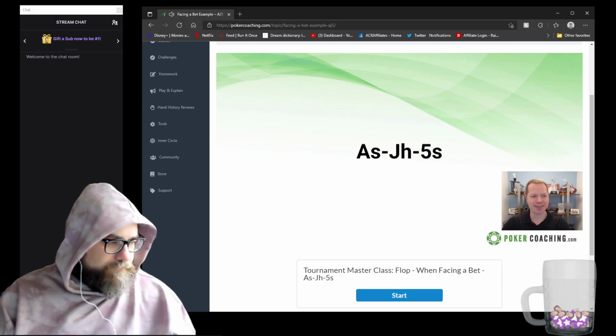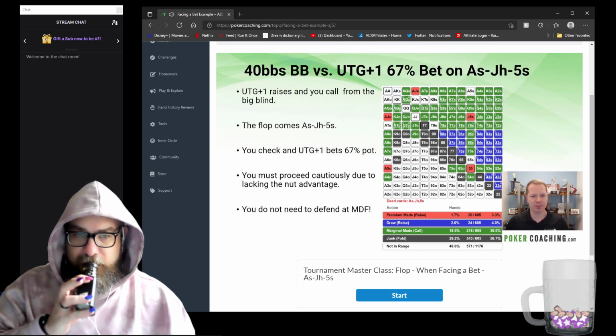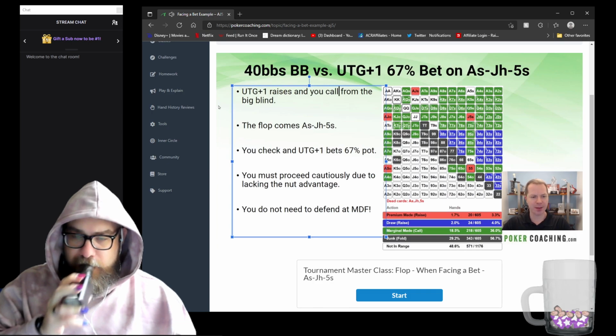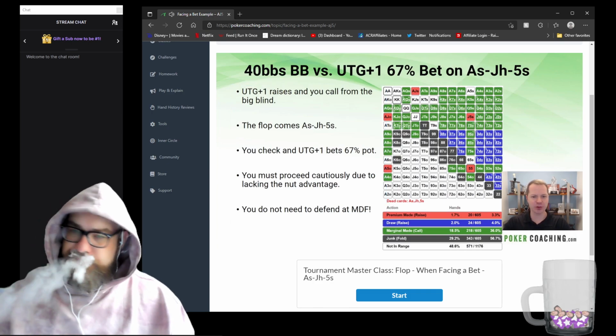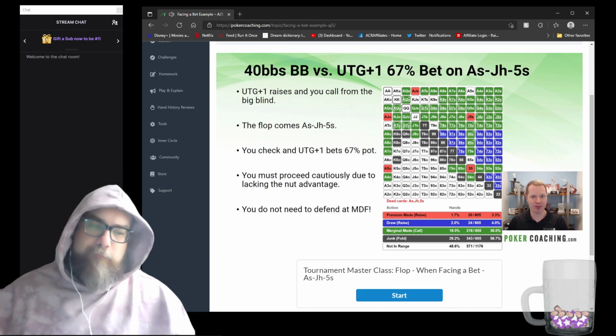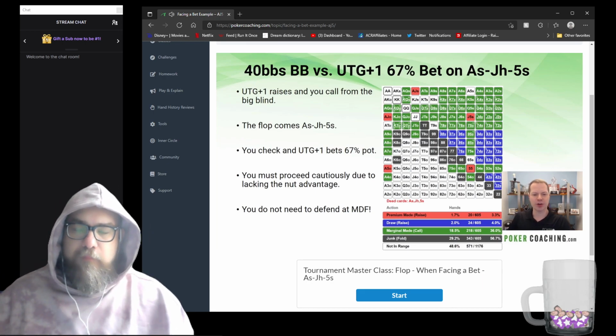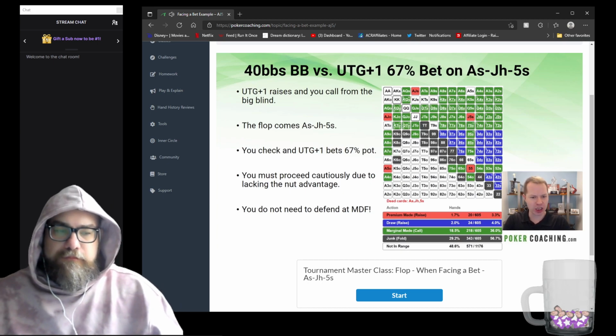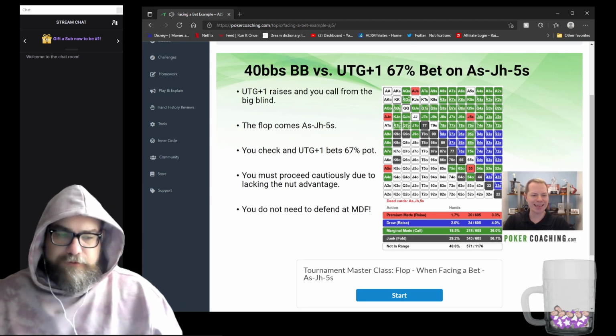So let's take a look at Ace, Jack, 5. Under the gun +1 raises. You call from the big blind. Flop comes Ace, Jack, 5, 2 spades. You check. Under the gun +1 bets 67% pot, 2/3 pot. In this scenario, you have to defend very cautiously due to completely lacking the nut advantage and the range advantage.